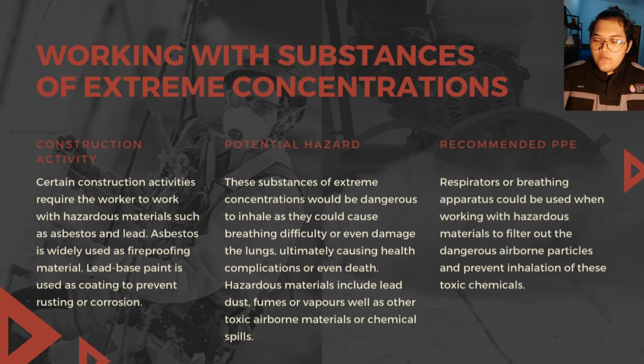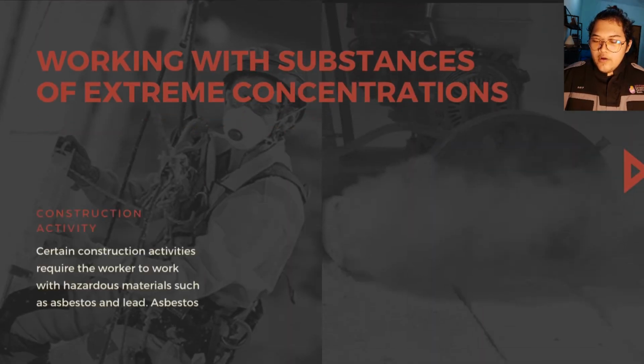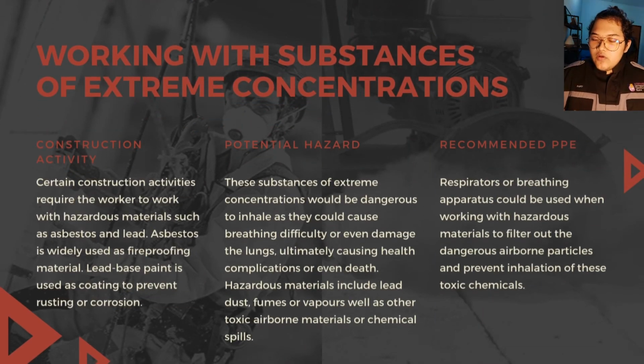The potential hazards for this type of construction activity are: these substances of extreme concentrations would be dangerous to inhale as they could cause breathing difficulty or even damage the lungs, ultimately causing health complications or even death. Hazardous materials include lead dust, fumes, or vapors, as well as other toxic airborne materials or chemical spills. The recommended PPE to be used are respirators or breathing apparatus when working with hazardous materials, which will filter out the dangerous airborne particles and prevent inhalation of these toxic chemicals.